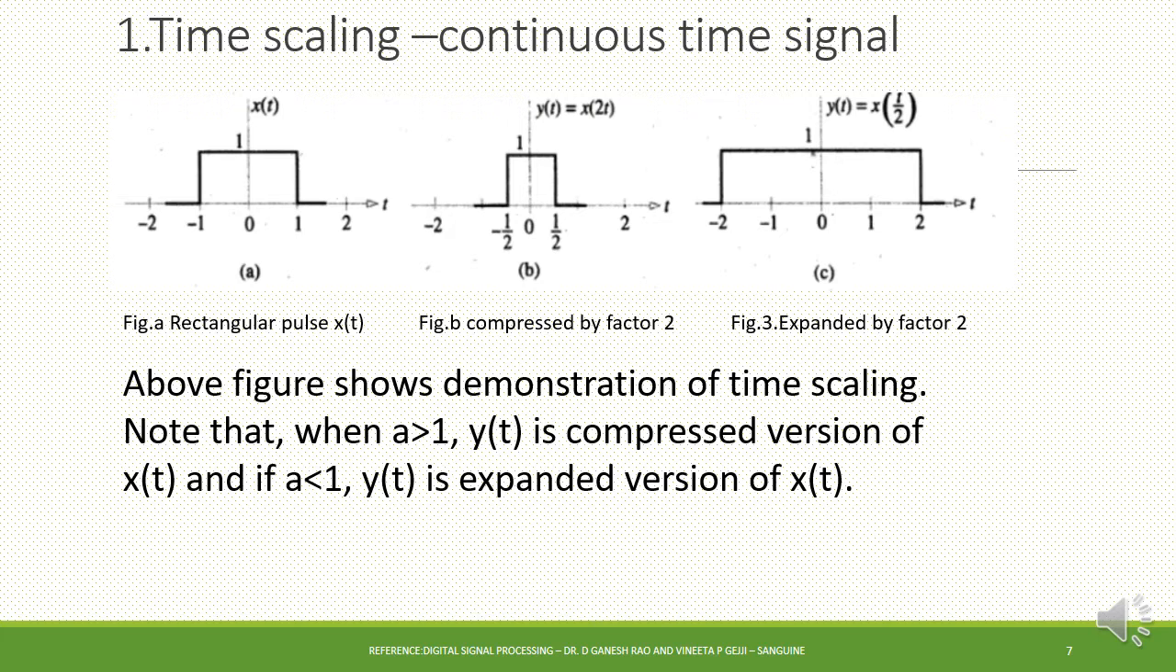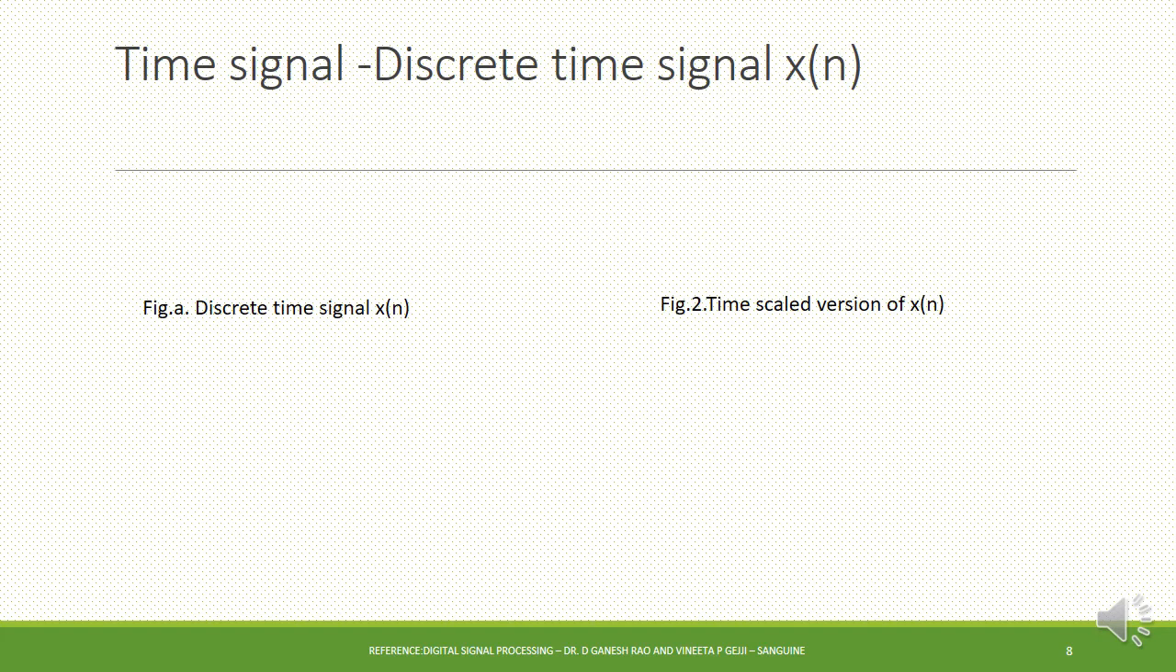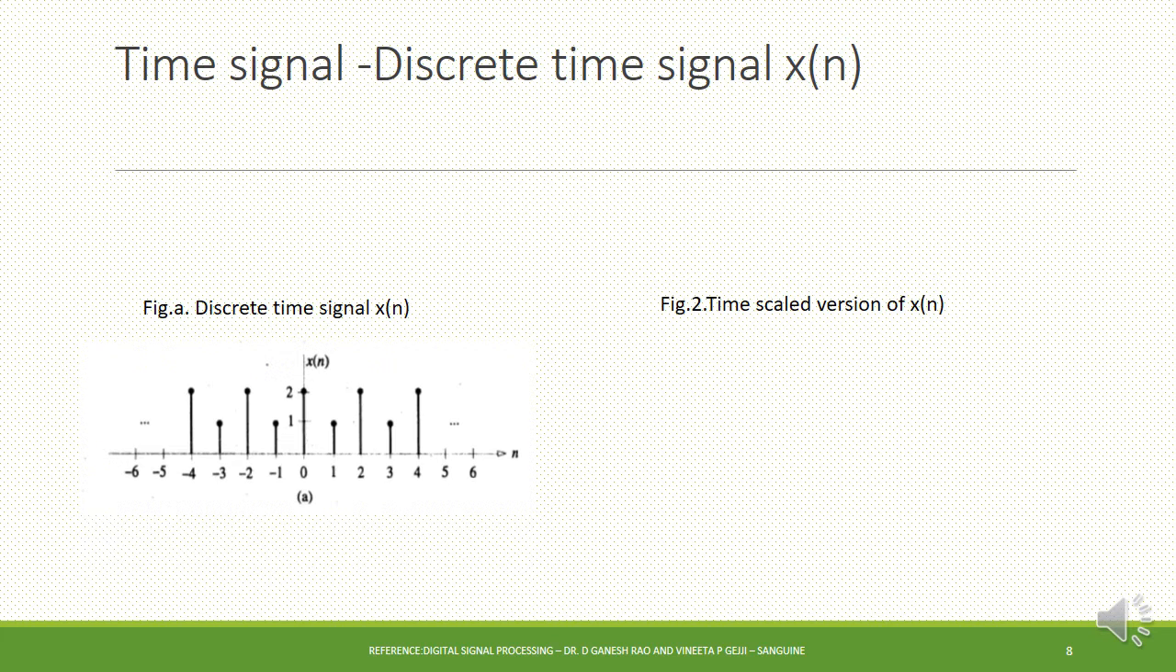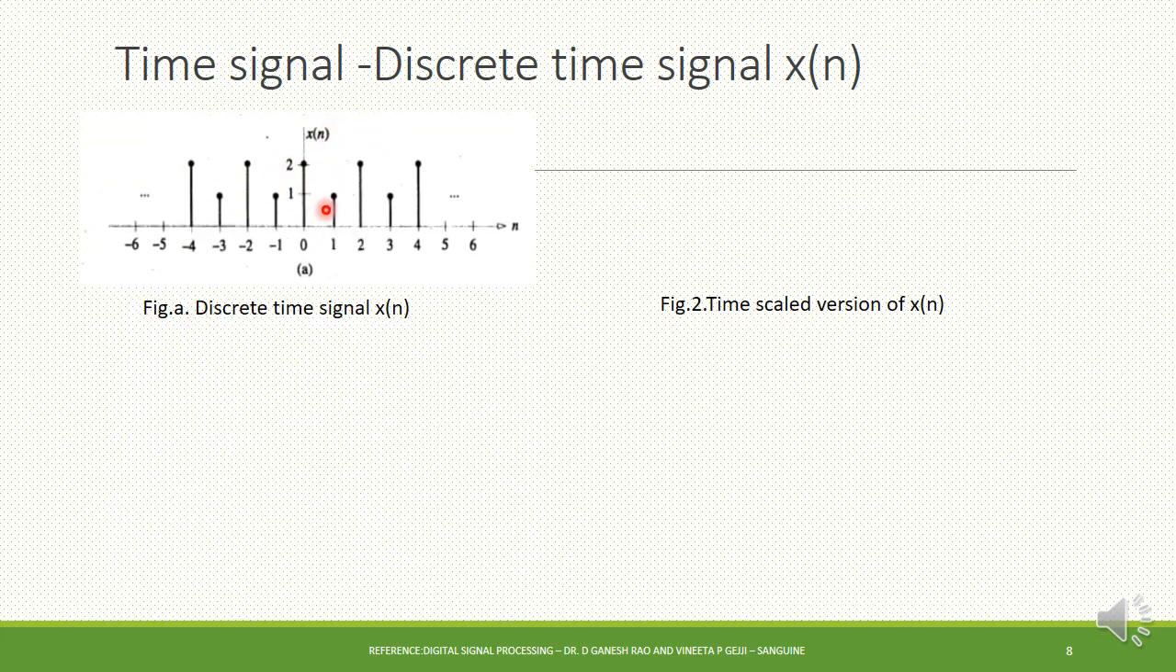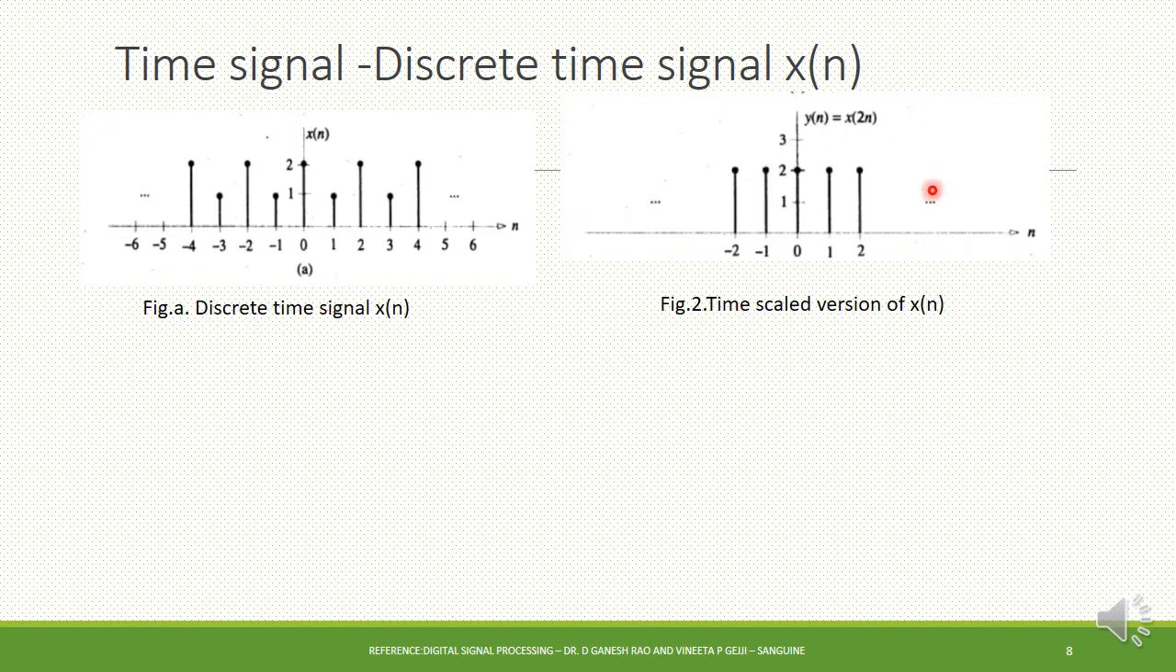Similarly, what happens for the discrete time signal? This is our discrete time signal. What do you mean by discrete time signal? Here the strengths of the signals are different, and then it is called a discrete time signal. So for this signal, if I apply the time scaling, what do you get? When I have taken A equal to 2, you get this type of signal.